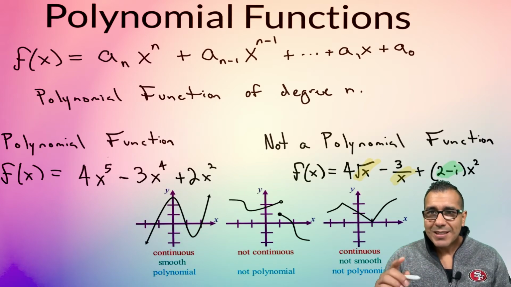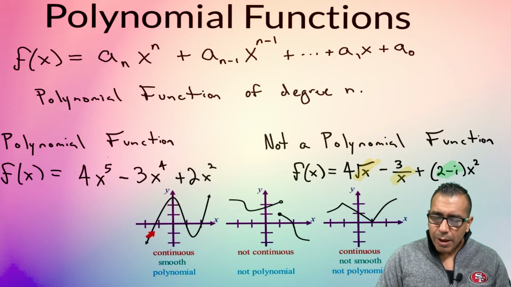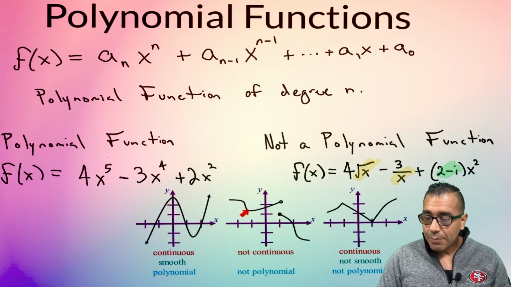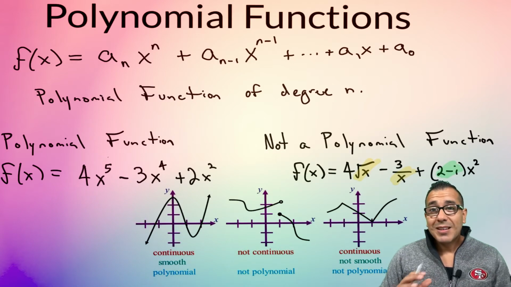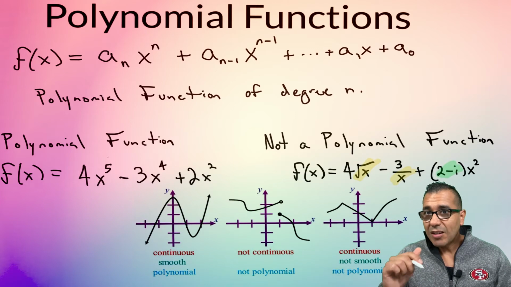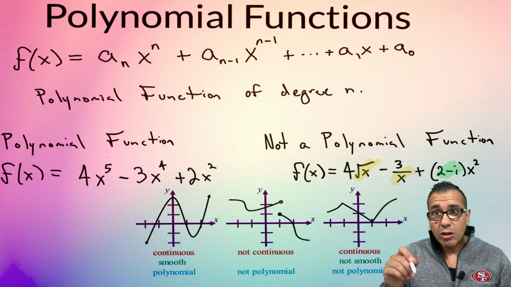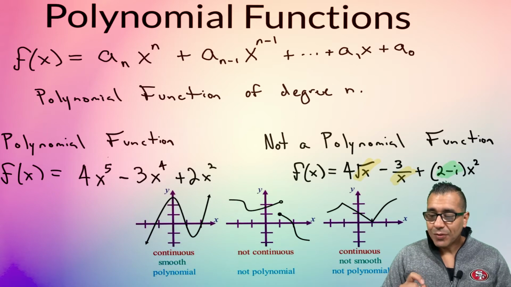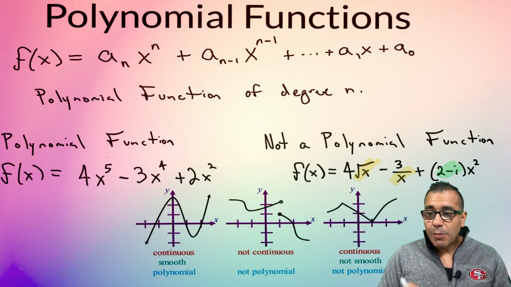And when I say continuous, just pretend you're drawing it with your Apple Pencil here, and you don't have to pick up the Apple Pencil. So for example, if I go to this example, I'm drawing it, notice I have to pick up my pencil and then start back up down here, right? So when we say continuous, just pretend you're drawing it and you don't have to pick up that pencil. There are no holes and there are no gaps. All right. So this is our basics of a polynomial function.